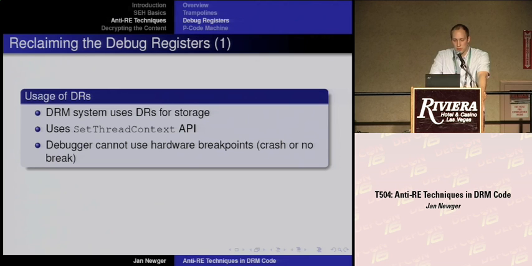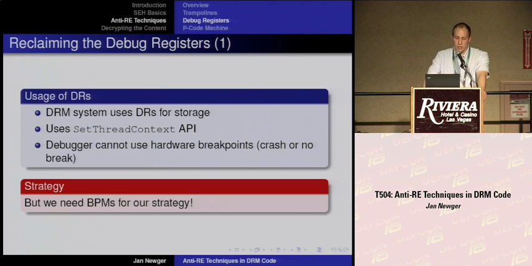Okay, some words on the debug registers. The debug registers are used by the DRM system, as I said, for various storage mechanisms. And so the debugger cannot use the hardware breakpoints anymore. In addition, the context is actually set via the Windows API SetThreadContext. Okay, so obviously, since we said we wanted to have breakpoints for our strategy, we need to solve this in a way.